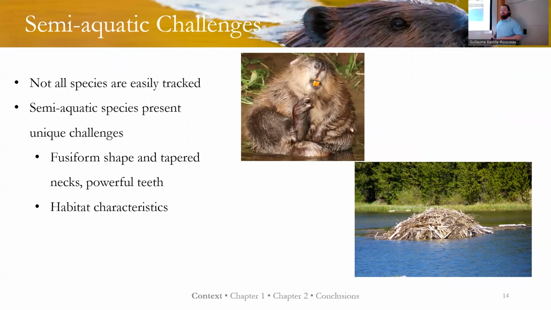But also you have problems with GPS fixed success rate. And this is related to the habitat characteristics associated with these species. Oftentimes they'll have a den or a lodge or a burrow, something of that nature they're staying in during the day.